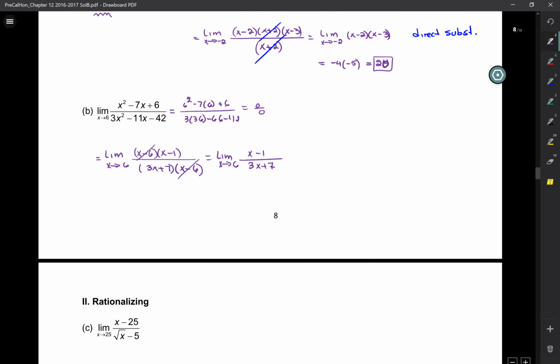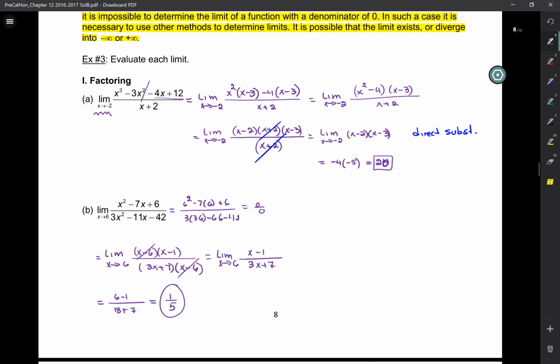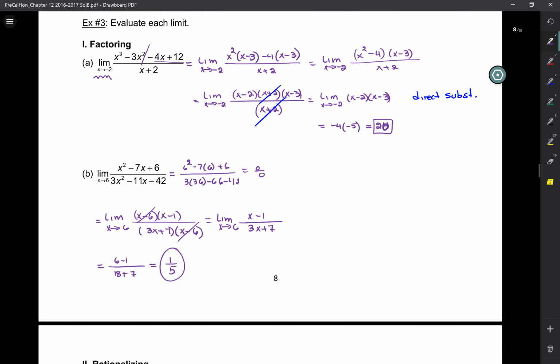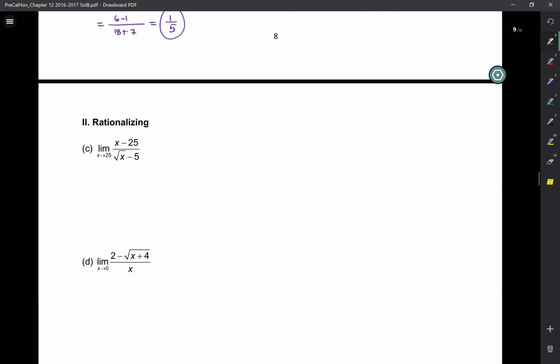What am I going to do now? Now I can substitute. So I get 6 minus 1 over 18 plus 7, and that is 1/5. Isn't that cute? Yeah, it is. Okay, so that's one way of getting around indeterminate form. So you have a polynomial function over a polynomial function. Another one is by rationalizing.